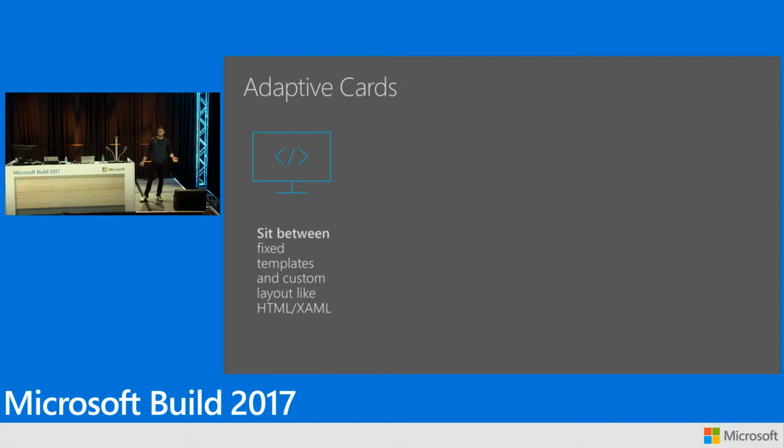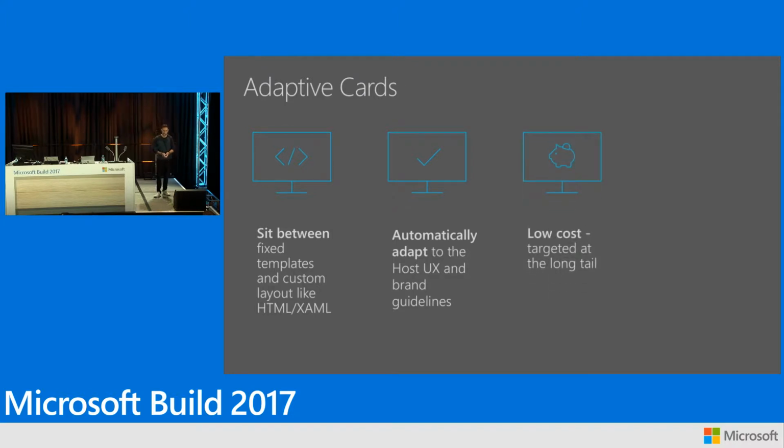So we had a couple of goals as we set out to define what these things were. We want to sit between fixed templates and custom layout. We're narrowly focusing on that group of people. They automatically adapt to the host UX. So what you're going to see as we get into some of the examples of these payloads are simple JSON payloads. They're composable building blocks that can be portable. They can be sent to multiple devices, and when they're sent to those experiences, they adapt to look and feel like those things. That is a key goal of what we're trying to do.